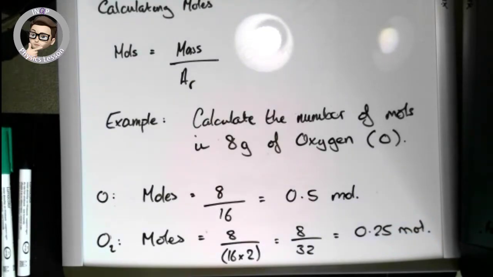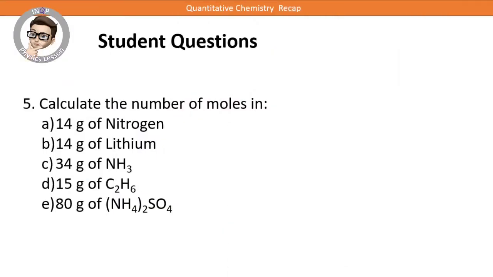So now it's time for you to have a go at some questions. So what I would like you to do is to have a go at calculating the number of moles in 14 grams of nitrogen, 14 grams of lithium, 34 grams of ammonia, 15 grams of C2H6, and 80 grams of (NH4)2SO4. So we're using those really complicated chemicals that we used last lesson. So pause the YouTube video here, have a go at these, and when you're ready, carry on and we'll go through some answers and I will talk you through them.